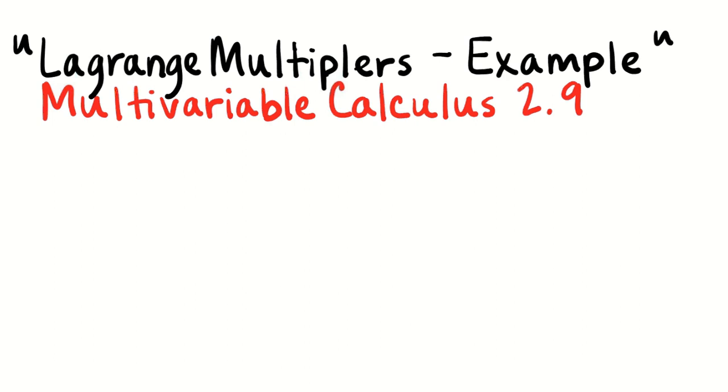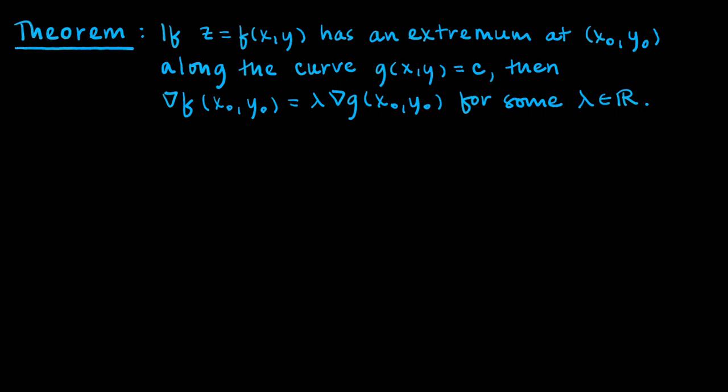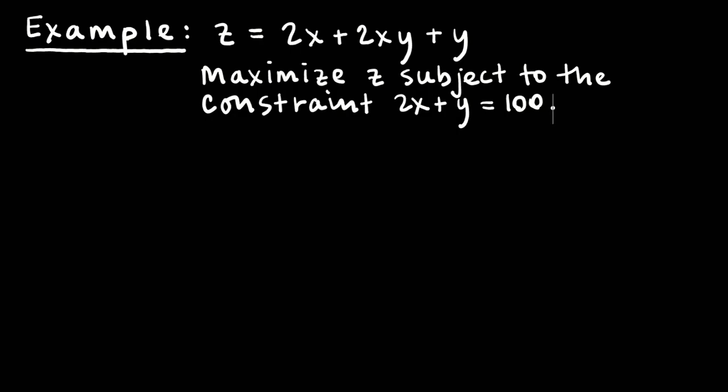Welcome. Let's work a Lagrange multiplier example. And just to remind you of the theorem that I proved in the previous video, if we've got an extremum on a function that's restricted to a constraint curve, that's the g of x and y equals c, then the gradients will be proportional. And we can use that to identify the location of the extremum. So let's do a quick example.